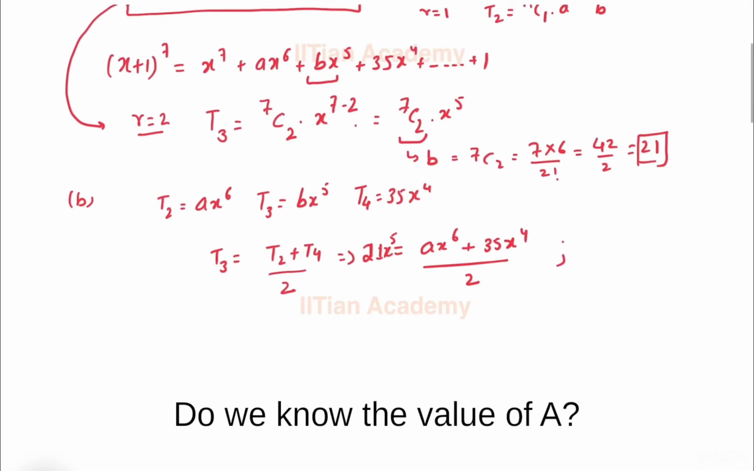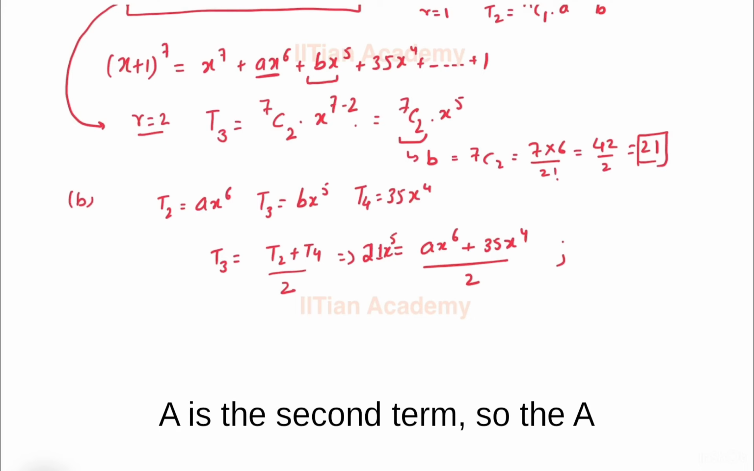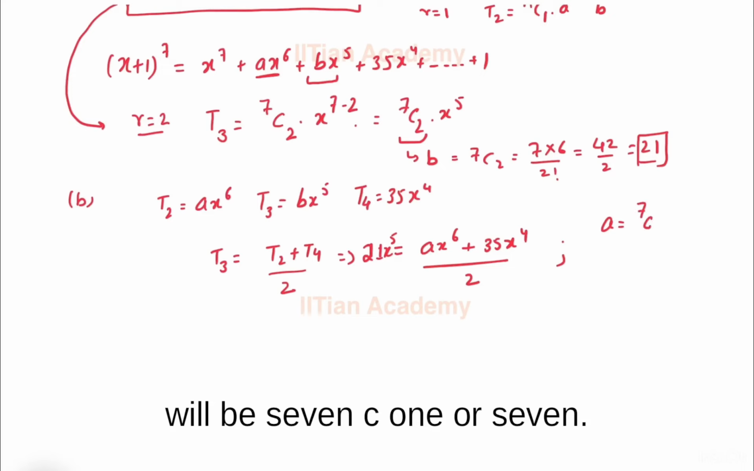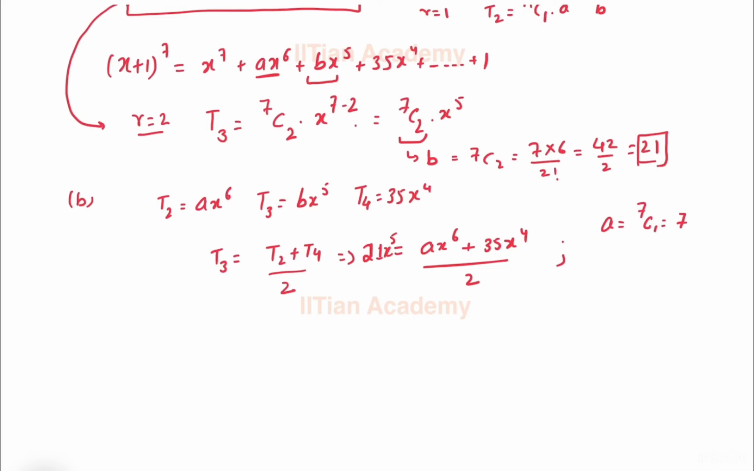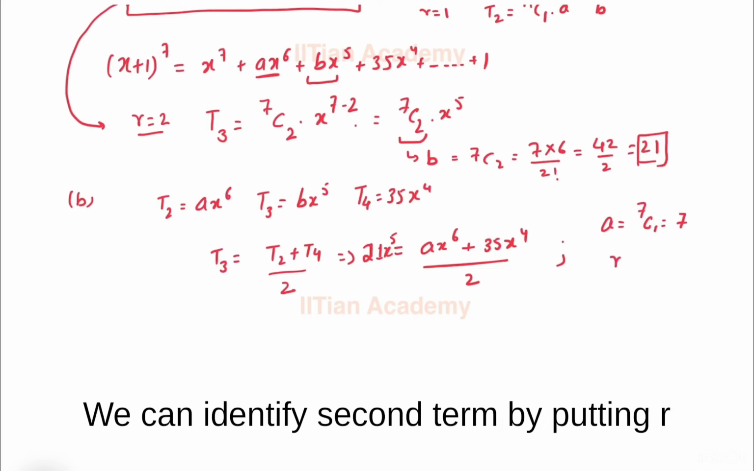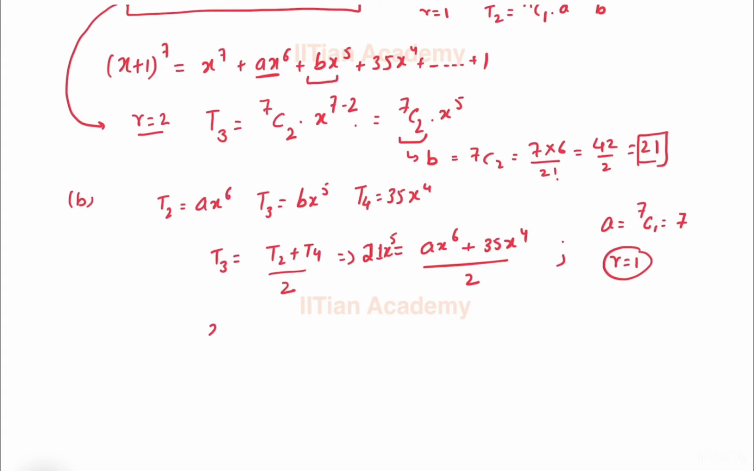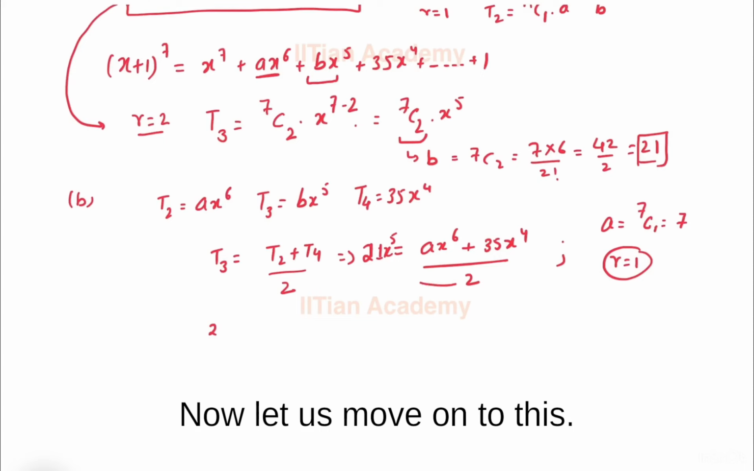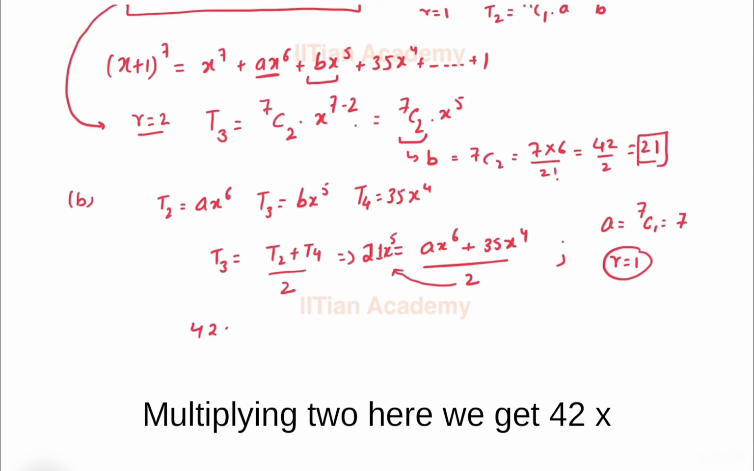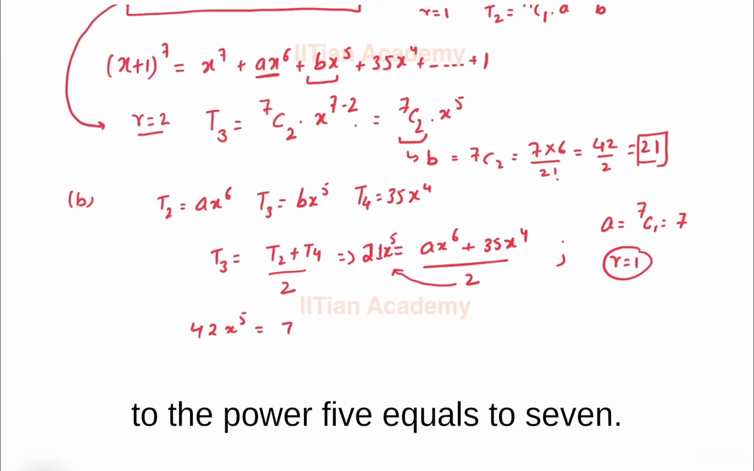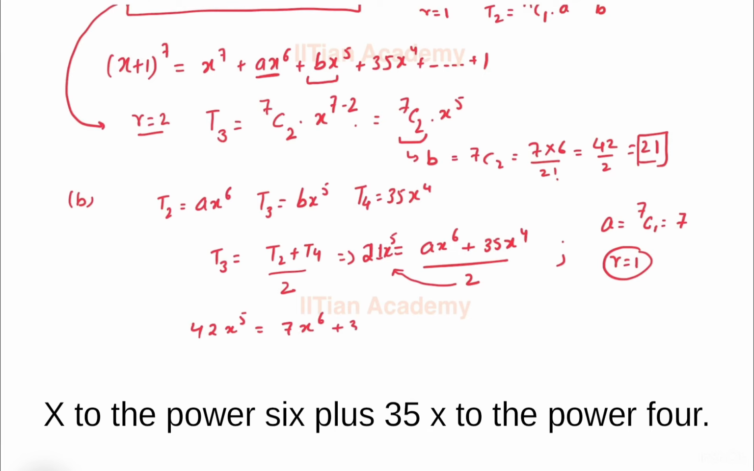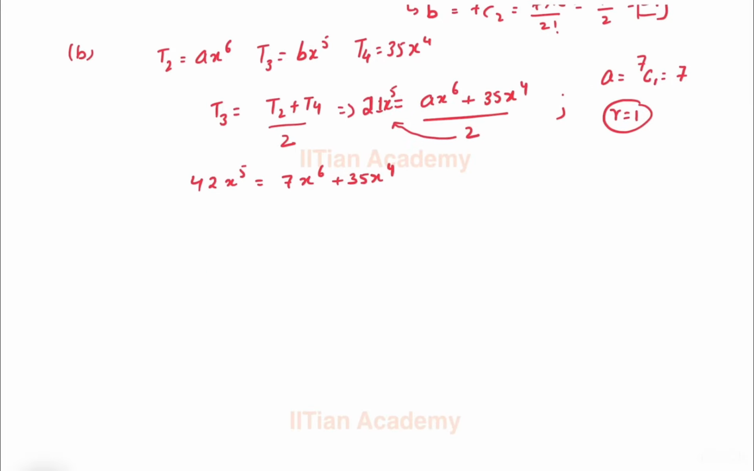Do we know the value of a? a is the second term, so a will be 7C1, or 7. We can identify the second term by putting r equals 1 in the general term. Now multiplying by 2 here, we get 42x^5 equals 7x^6 plus 35x^4. a is 7.